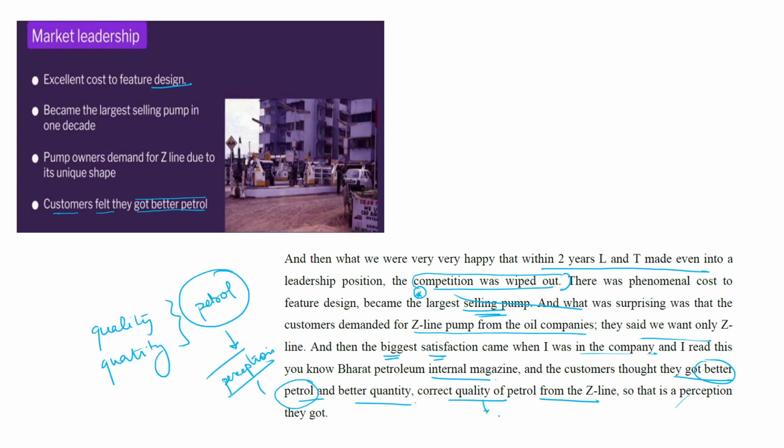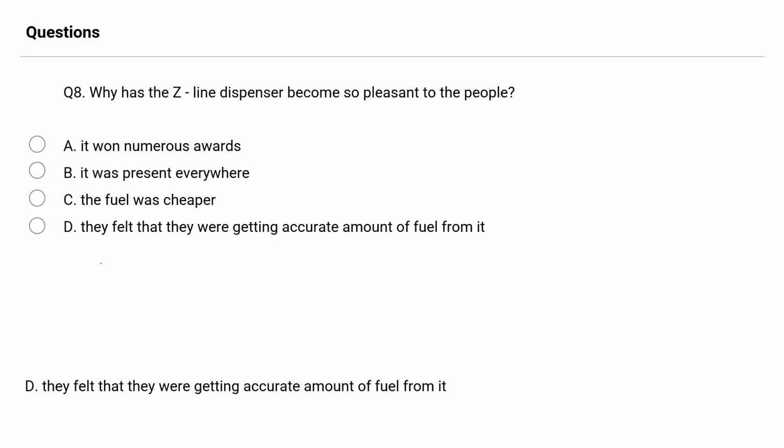I remember there was an interesting highlighted display. So that brought a lot of transparency and trust in the people that I am getting the right amount of fuel and I am getting the right fuel for my vehicle. And that's where it became a hit among the people and it became the largest selling pump. So the correct answer is D, which is they felt that they're getting accurate amount of fuel from it. So well done, whosoever have opted D option.